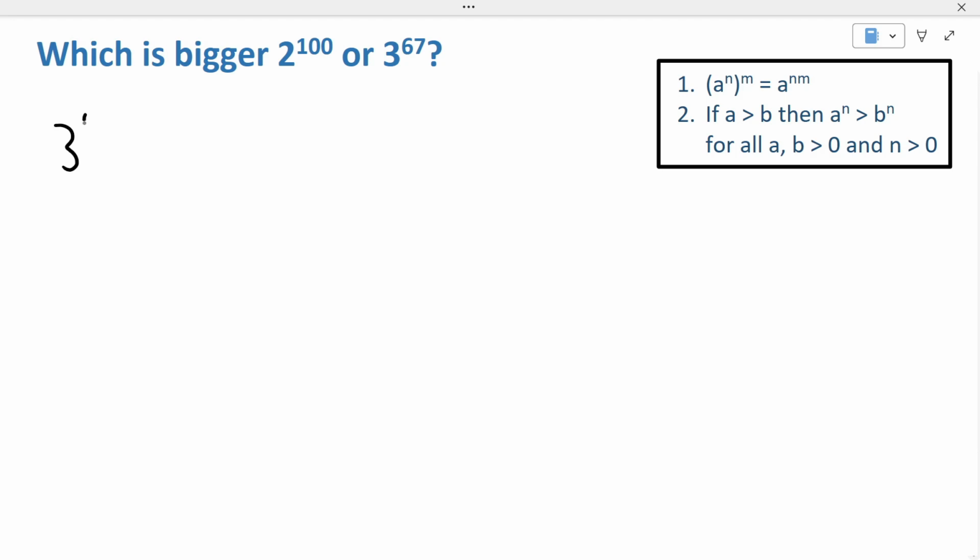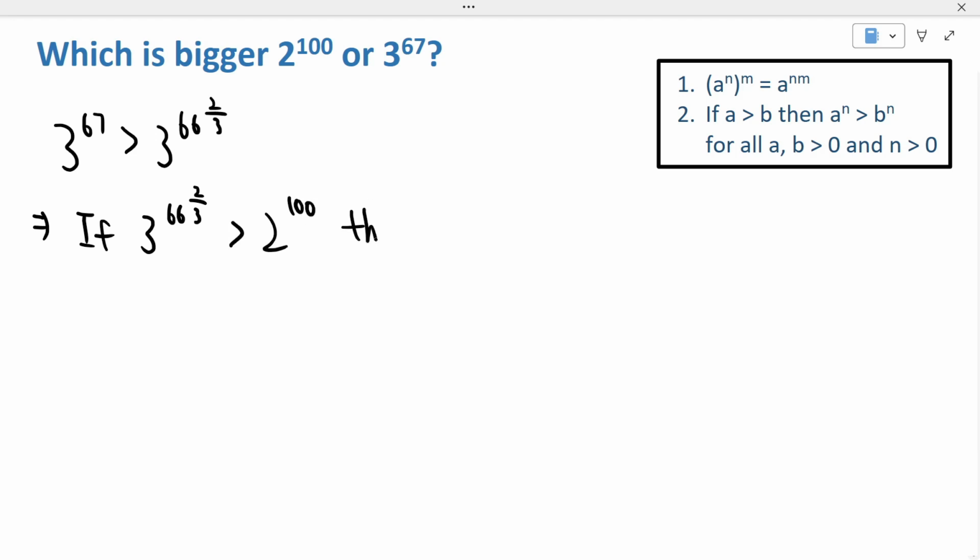We know that 3 to the power of 67 is greater than 3 to the power of 66 and 2/3, since both expressions have the same base, and the 67 exponent is greater than the 66 and 2/3 exponent. So this implies that if 3 to the power of 66 and 2/3 is greater than 2 to the power of 100, then 3 to the power of 67 is also greater than 2 to the power of 100.